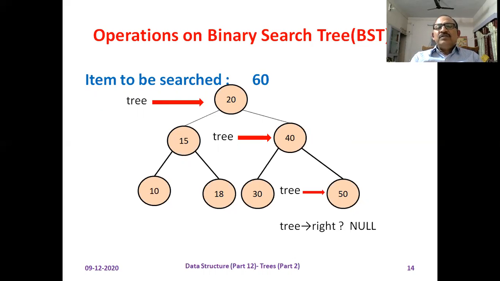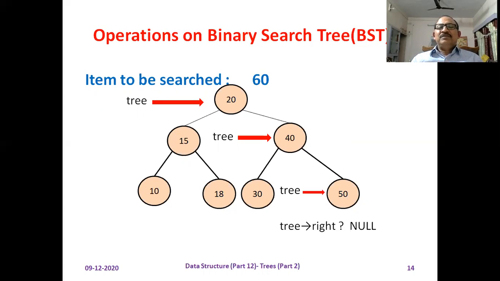Now tree right means the node 50. Now we compare 50 with 60, and we will see 60 is greater than 50. We will follow to the right subtree of 50. And here you can see tree right at this time contains the value null.